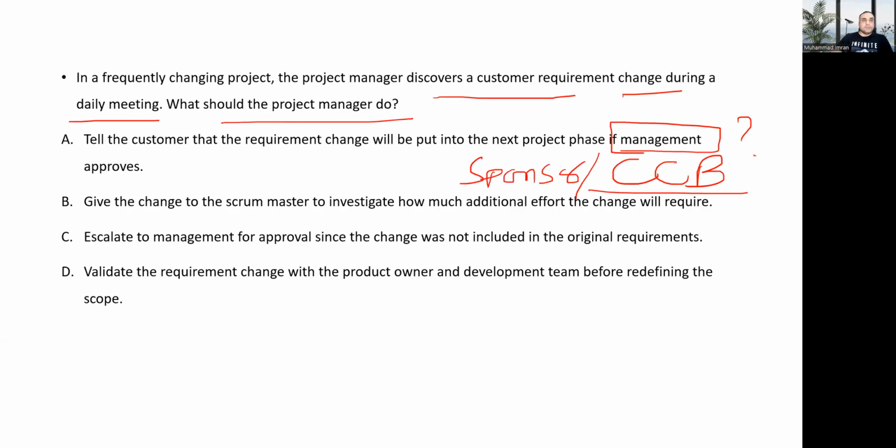not the team. Give the change to the Scrum Master to investigate how much additional effort the change will require. Escalate to management for approval. So management has nothing to do? I don't know what is written, I will not go further. This is incorrect. So I have already eliminated A and C. D: validate the requirement change with the product owner and development team before redefining the scope. So which do you think is the better answer, B or D?